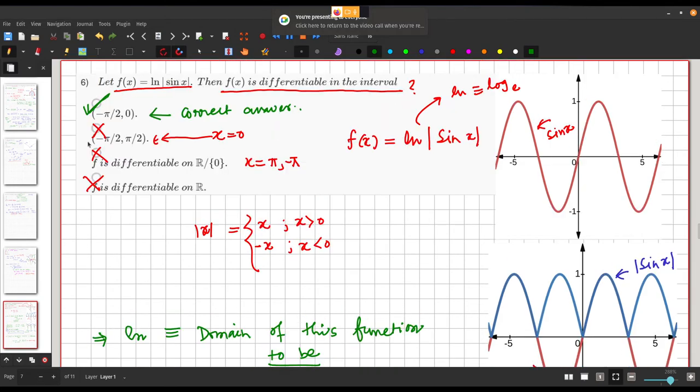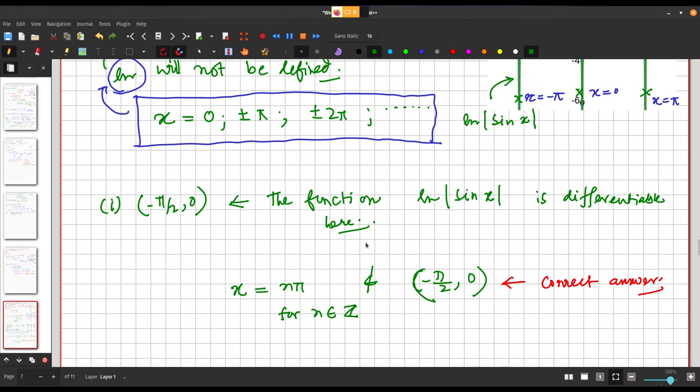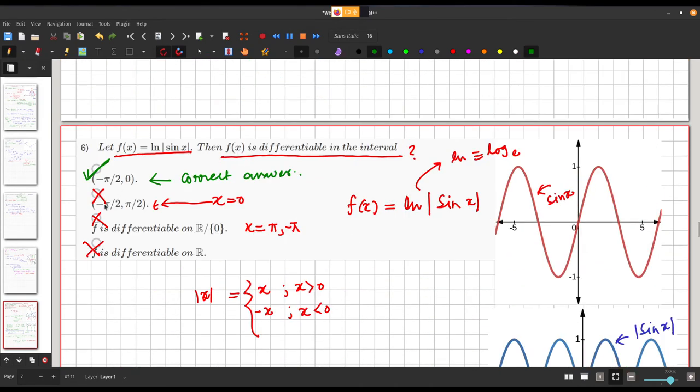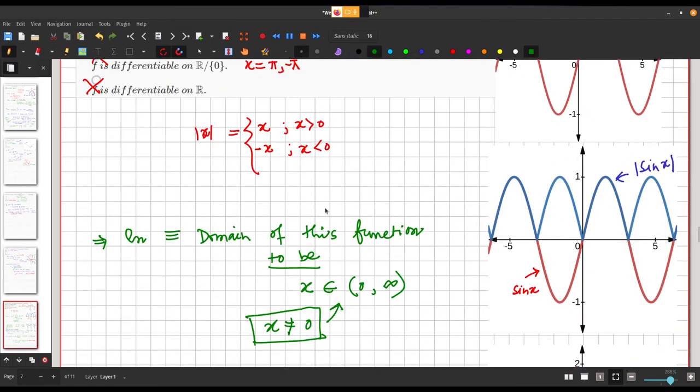So here the first option is the correct one, because the points x equal to 0, plus minus pi, plus minus 2 pi, basically the points x equal to n pi for n integer, are not included in this region. So in this interval, the function f(x) equal to ln mod sin x is differentiable. In the other regions, they contain some of these points where the function is not differentiable. So these are incorrect options.